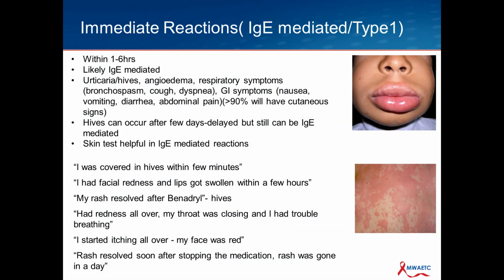Quickly on immediate IgE-mediated reactions. These occur within 30 minutes to 6 hours. The common symptoms are hives or urticaria, angioedema, respiratory symptoms which include bronchospasm, cough, or dyspnea, and GI symptoms which include nausea, vomiting, diarrhea, and abdominal pain. It's important to know that more than 90% will have some type of cutaneous signs. You may come across a patient complaining of subjective shortness of breath a few hours after taking medication. Most of the time, these are not true hypersensitivity reactions, because more than 90% of the time it's associated with some type of rash or cutaneous symptoms.